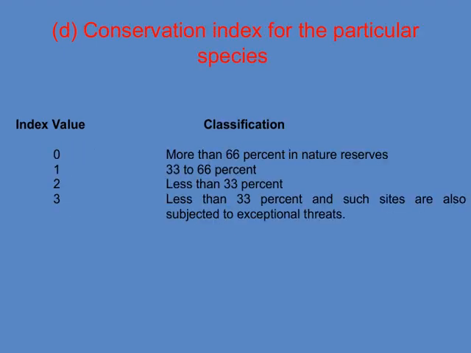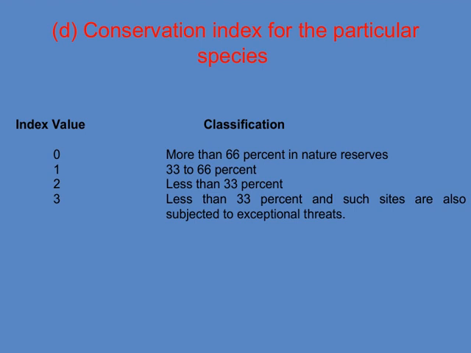Now, let's take a closer look at the conservation index for this particular species. This index is a crucial tool because it helps us understand how at risk or vulnerable a species might be. It's essentially a measure that combines various factors like population size, habitat quality, and threats to give us a comprehensive picture of the species' conservation status.